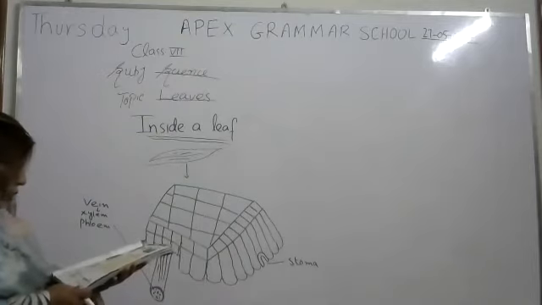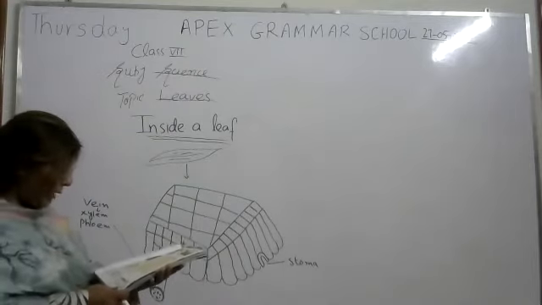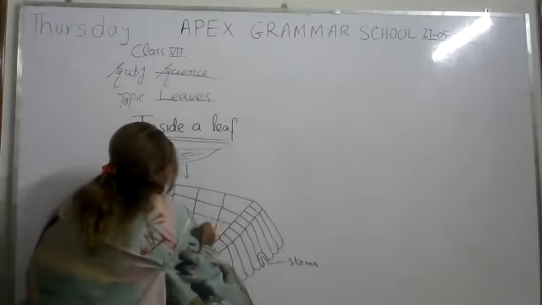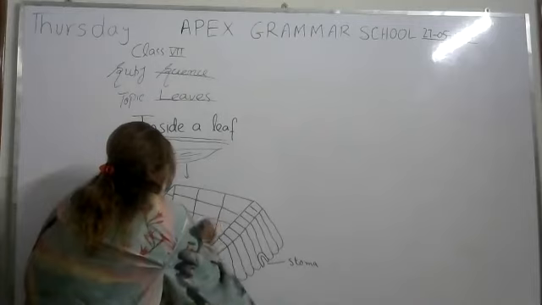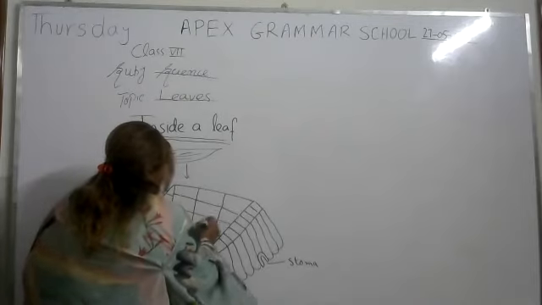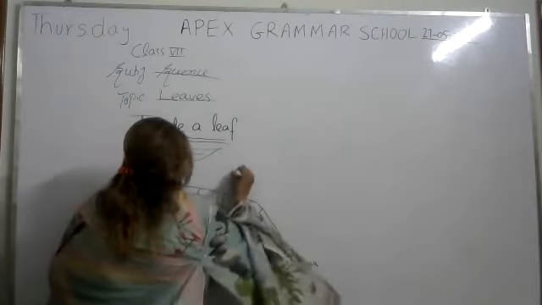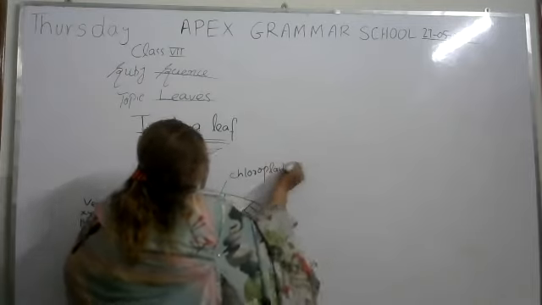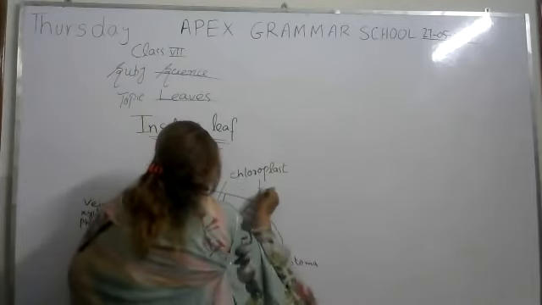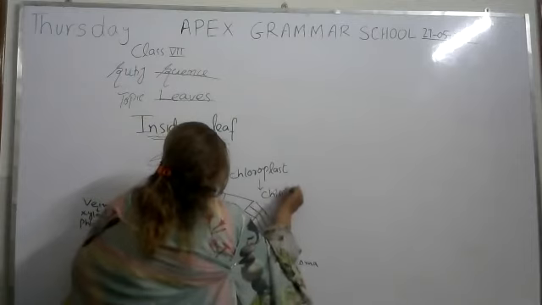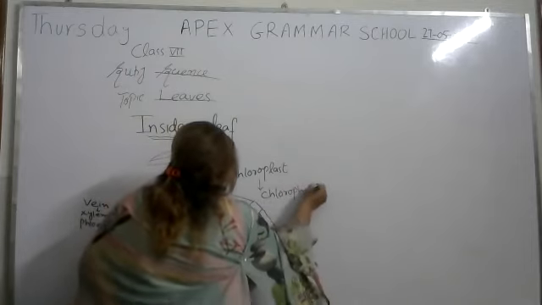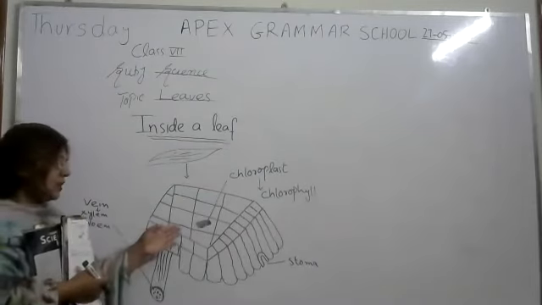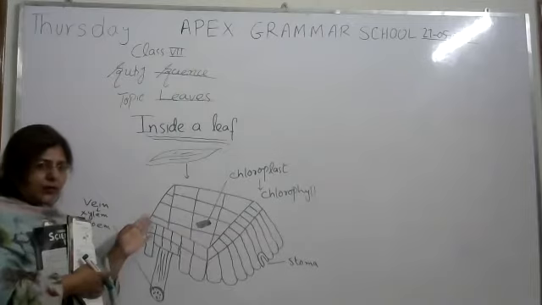After that, there is a chloroplast. So where is chloroplast present? It is present in the inner side of the leaf. This is called chloroplast. And this chloroplast has a chemical which is called chlorophyll. Actually this chemical is responsible to absorb sunlight and give strength to the leaf.